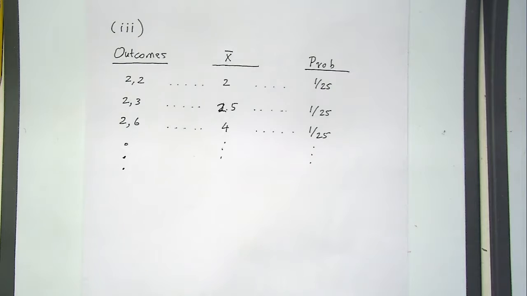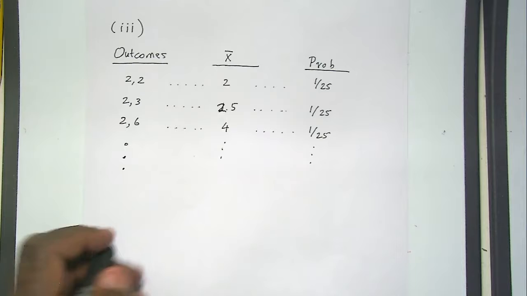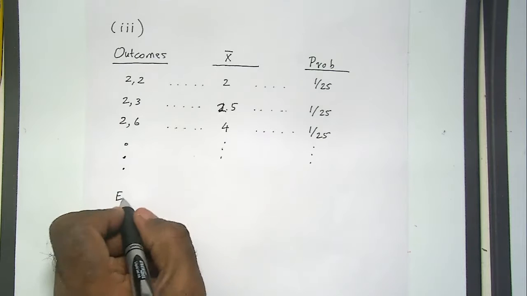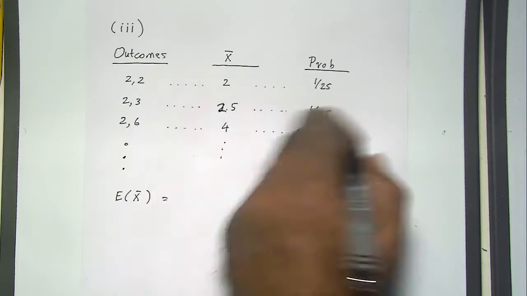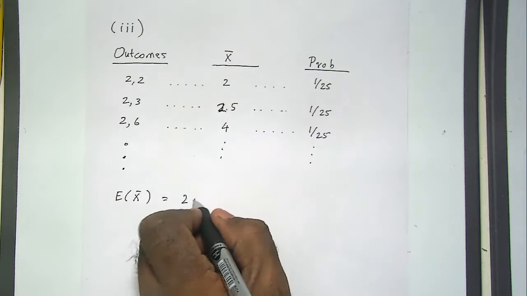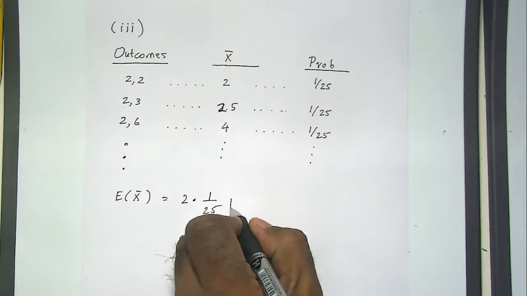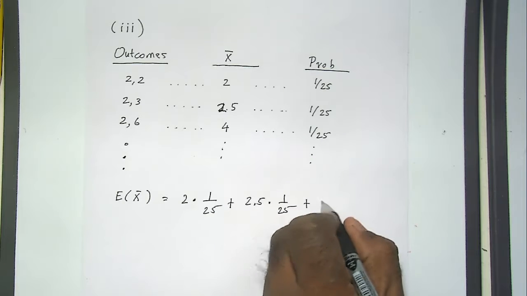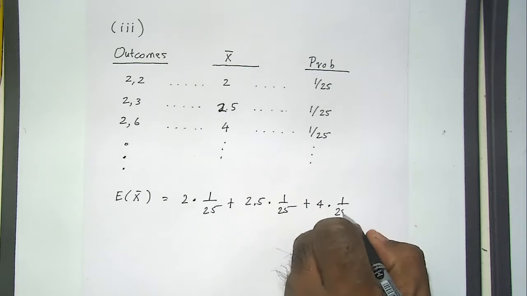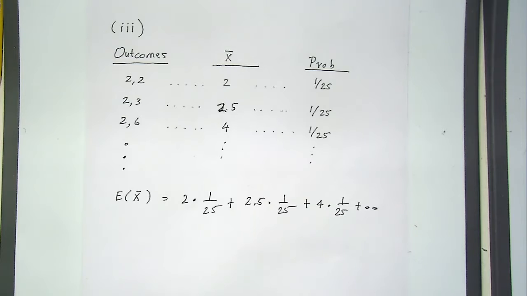Now once you got this table right, the rest of the question is just trivial. The question is asking you to find the expectation of x bar. You can do it in two different ways. One is to use this table. So it will be 2 multiplied by 1 over 25, 2.5 multiplied by 1 over 25, 4 multiplied by 1 over 25, and so on. This is one way to do it, and you will get the answer.